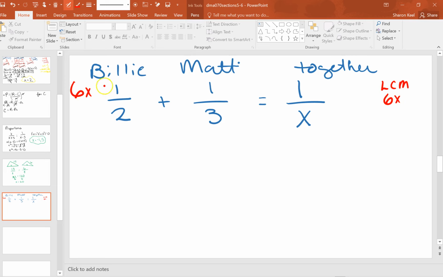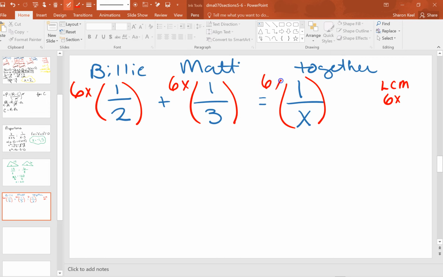So we're going to multiply each term separately by 6x. That'll make our denominator cancel out. So 2 goes into 6 3 times, 3x times 1 is 3x. 3 goes into 6 twice, 2x times 1 is 2x. Here it is the x that cancels, and 6 times 1 is 6.